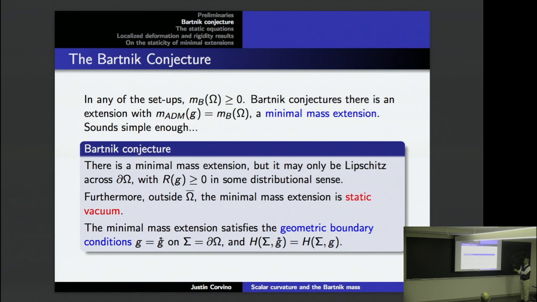The next 2 are sort of more geometric. Outside of the domain, the minimal mass extension should be static vacuum. Okay, so it should be vacuum, R of g should be 0, and static. We'll talk more about static as we go along here. Furthermore, the minimal mass extension, while it may not be smooth across the boundary, should satisfy the geometric boundary conditions. The metrics match up on the boundary, and the mean curvatures, which in the previous case of the admissible class had an inequality, now agree from the inside and the outside. Conjecture is such things exist.